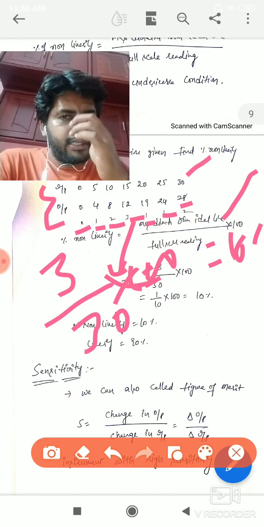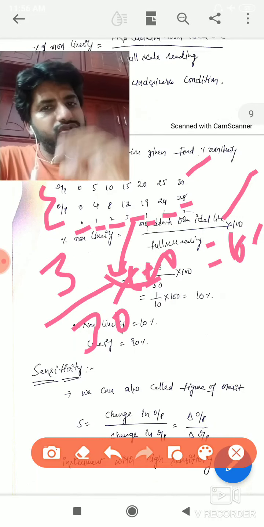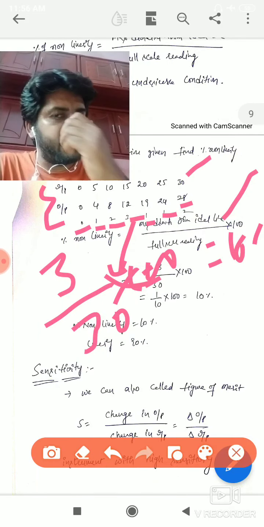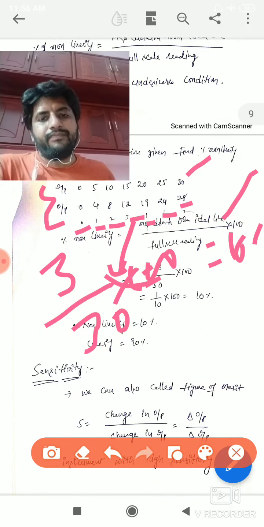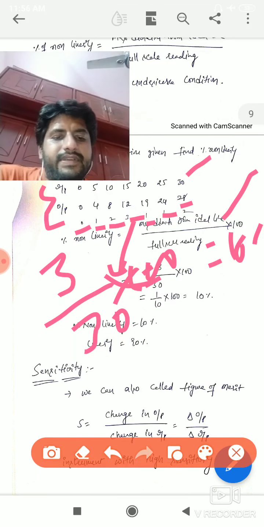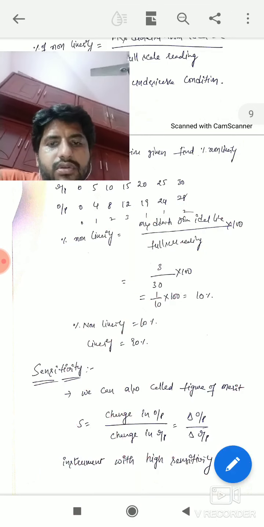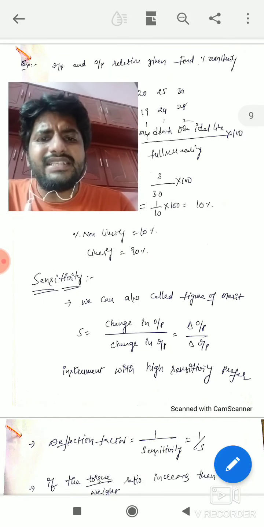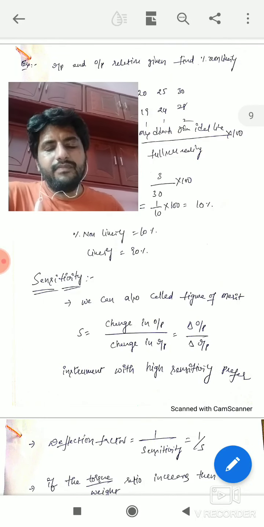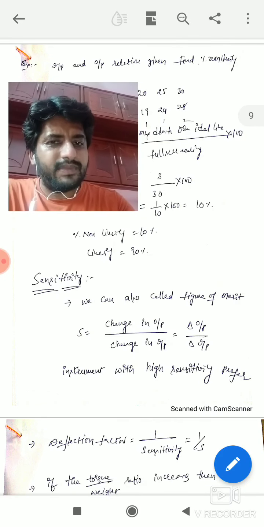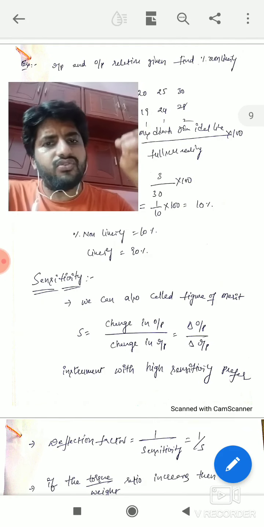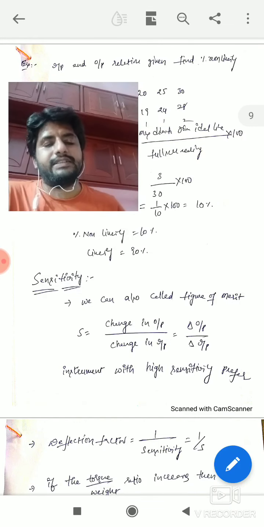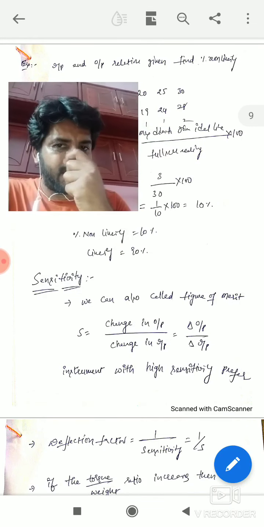Completed accuracy, what is the resolution of the instrument, then precision, and linearity. Now we'll go for sensitivity. One more characteristic is called sensitivity. Sensitivity means, a person who is more sensitive reacts even to small things. For small changes the instrument will react. So that is a more sensitive instrument, right?